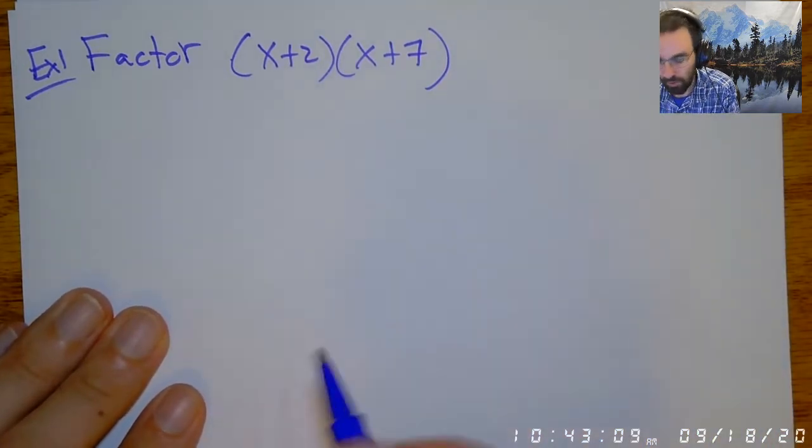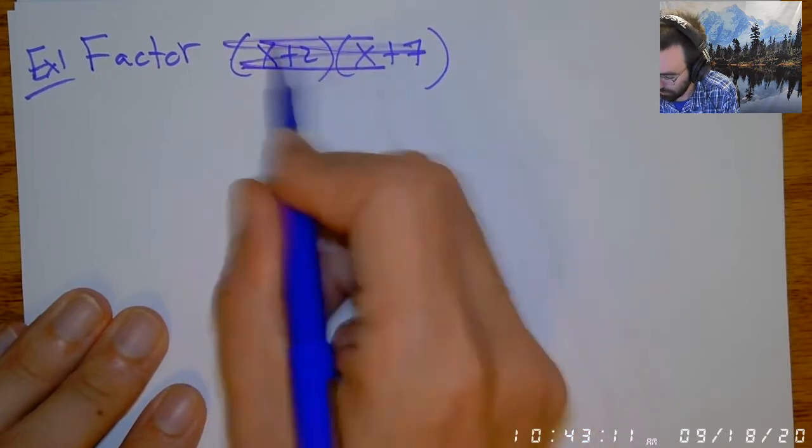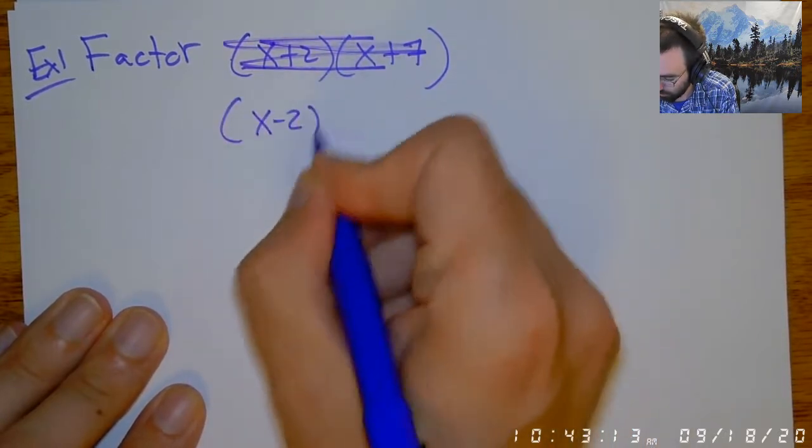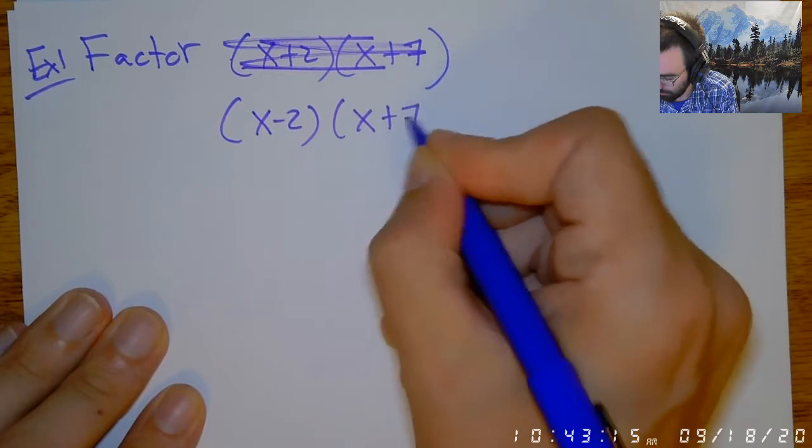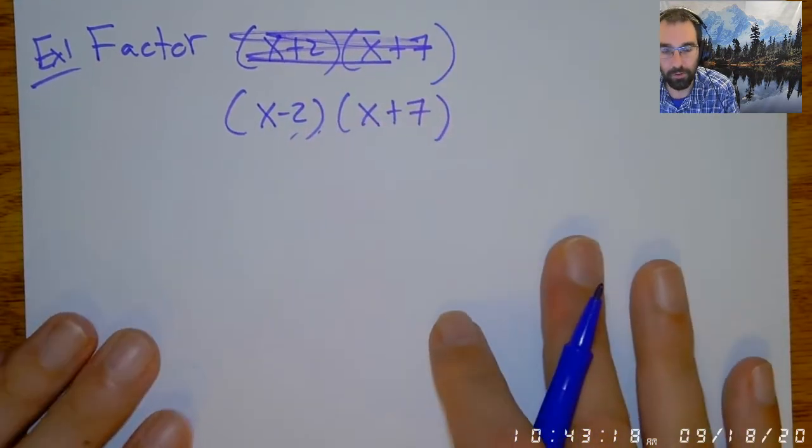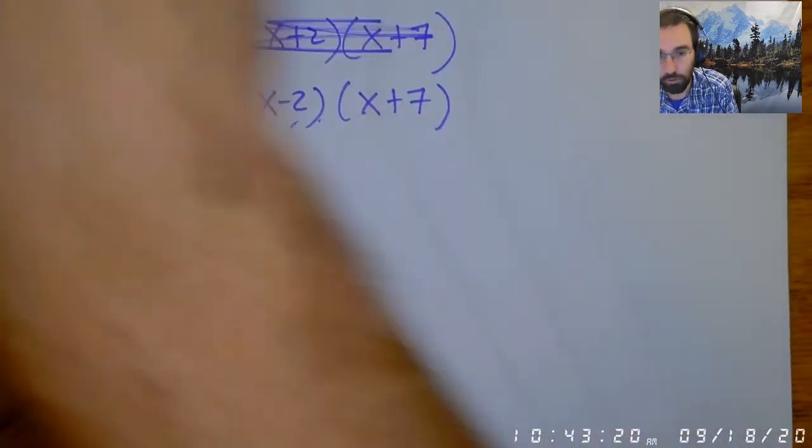Can I make this problem more interesting? Let's make this problem more interesting. I'm going to factor x minus 2 and x plus 7. So we have a negative now. Okay. So to do this, let's go through the steps.